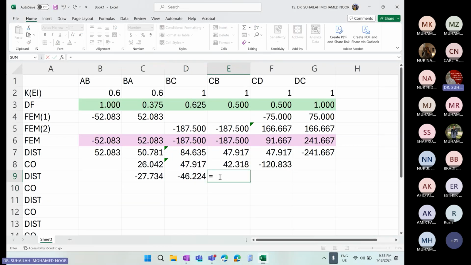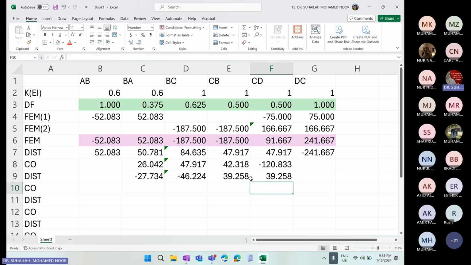Okay, for joint C, negative, joint C 42 and negative 120. Negative 120 times with factor 0.5. Okay, it is positive. Negative, joint moment 42 and times with 0.5. This is distribution. Okay, now we carry over.